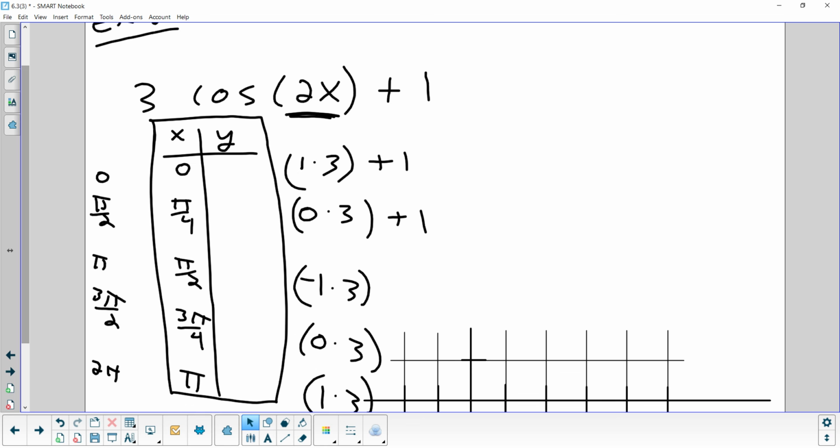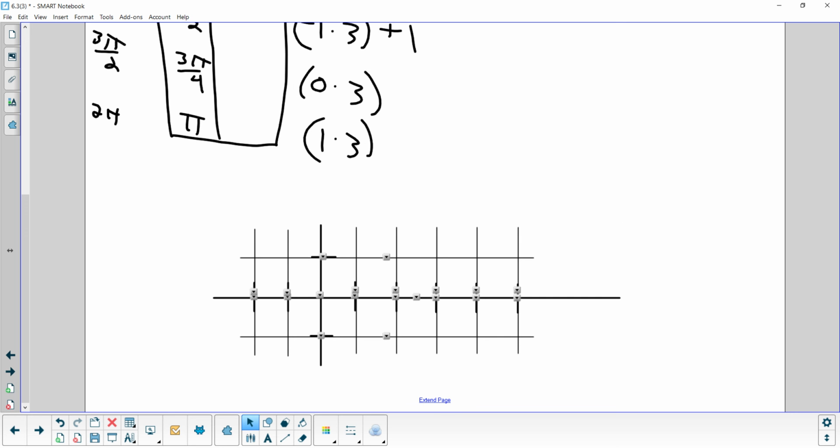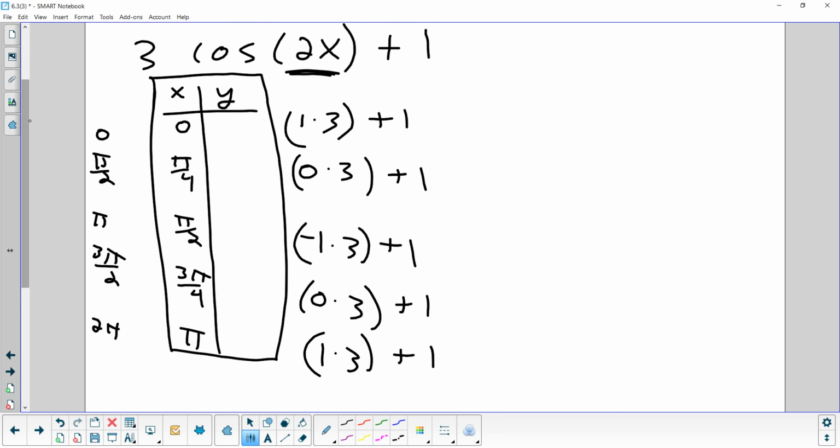So times 3, and then add 1. I need to move my grid. Okay, so let's go through our coordinates. Lindsay, can you tell me what my y values will be if I times 3 and then add 1? 4, 1, -2, 1, 4.